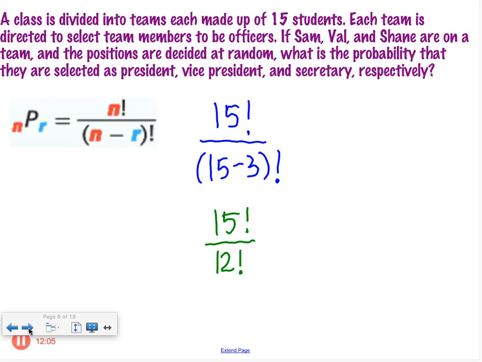Okay, remember we can simplify this. Why is the 15? So 15 times 14 times 13. Should I keep going after 12? No, because that's going to cancel out with our 12 factorial in the denominator. 2,730. Yep, 1 in 2,730 chance of it happening.